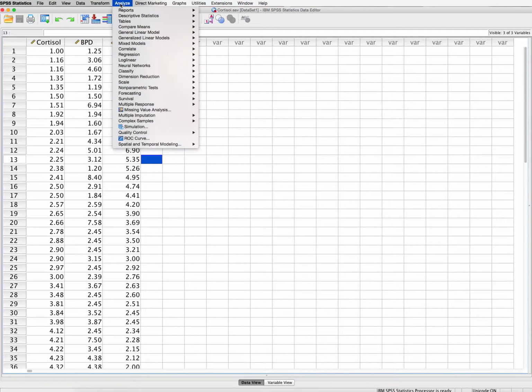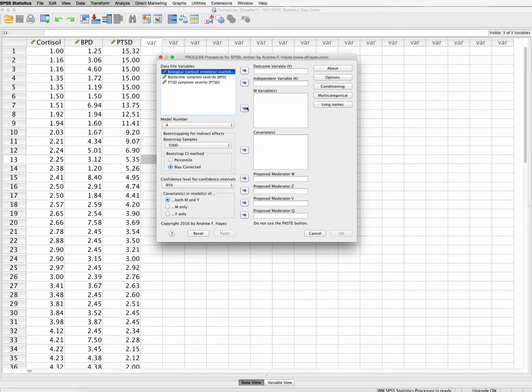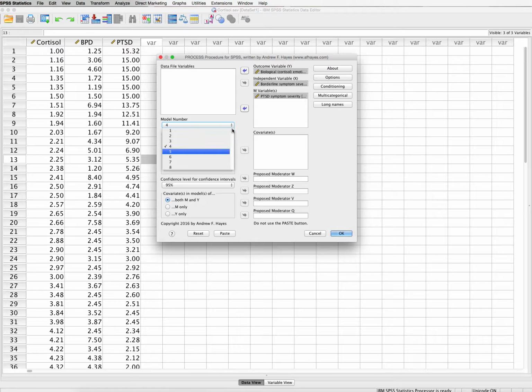In order for me to run that analysis, I'll go to Analyze, Regression, and the PROCESS module here. Since cortisol level or reactivity is my outcome variable, I'm going to move it there. Borderline symptom severity is my independent variable, and PTSD is my moderator. If you look at the templates file that comes with the PROCESS files, it specifies that a simple moderation model is model number 1. So that's what we're going to select.